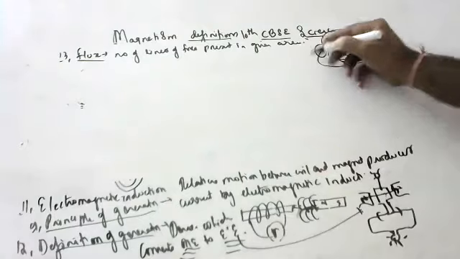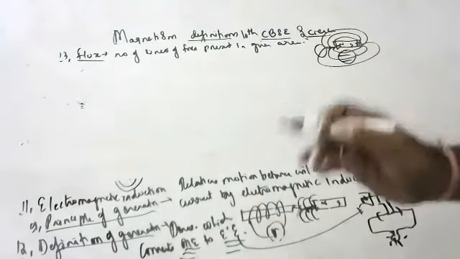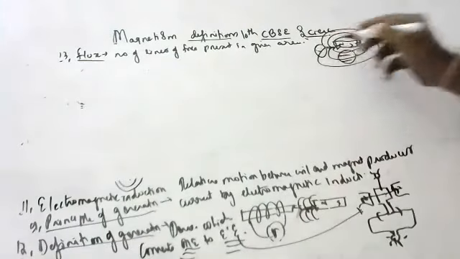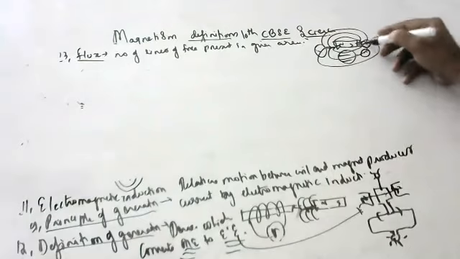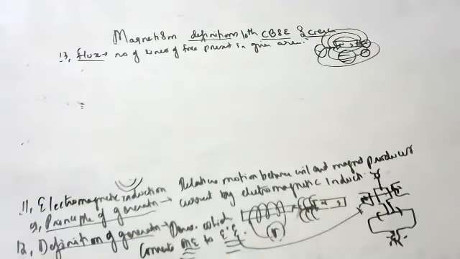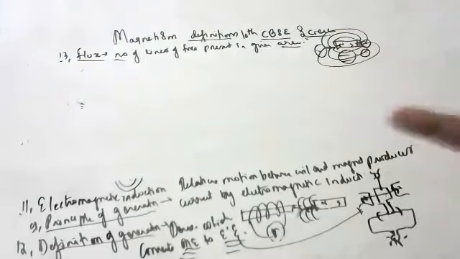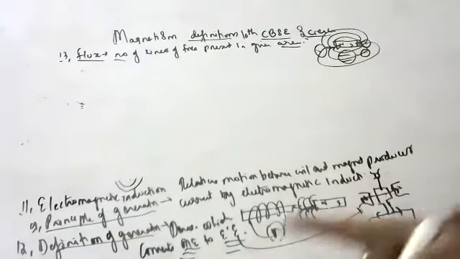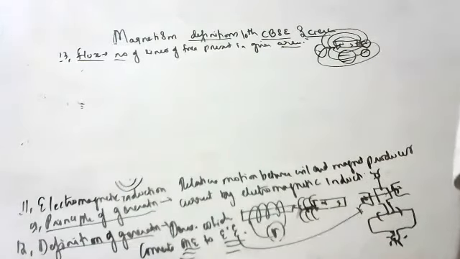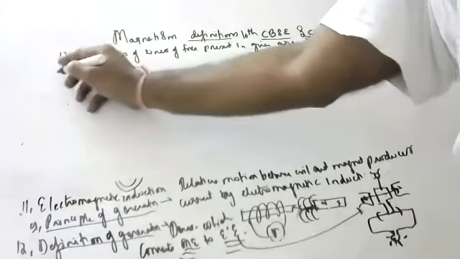If I take any area randomly, if fewer lines of force are there, this is a weak zone. If more lines of force are there, this is a strong zone. The number of lines of force present in a given area is called flux.